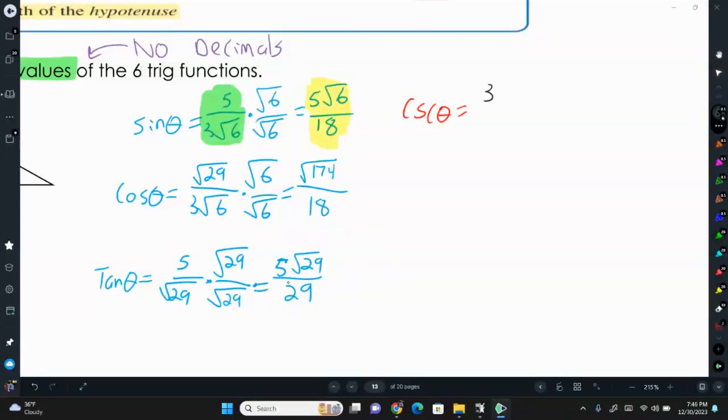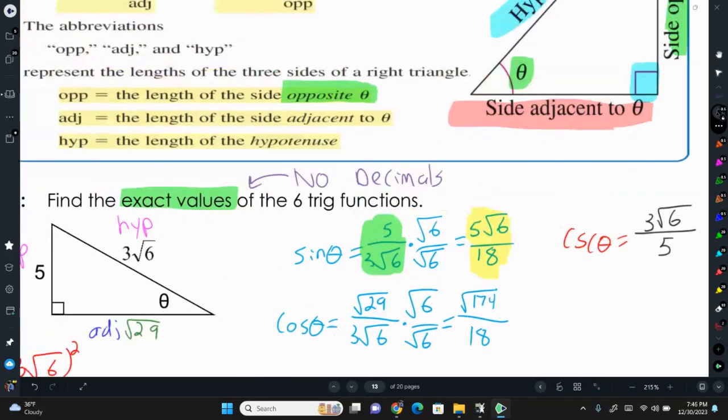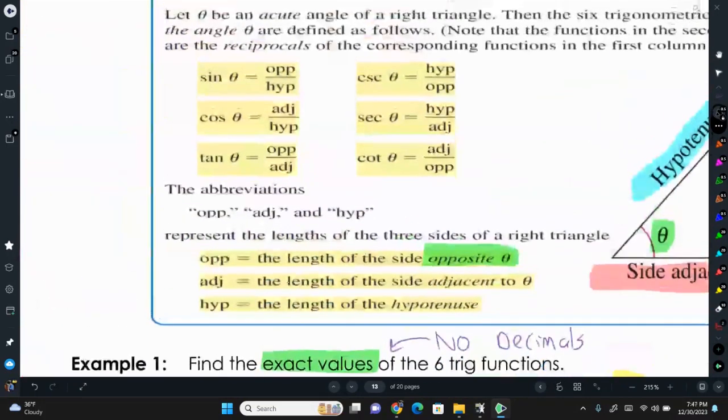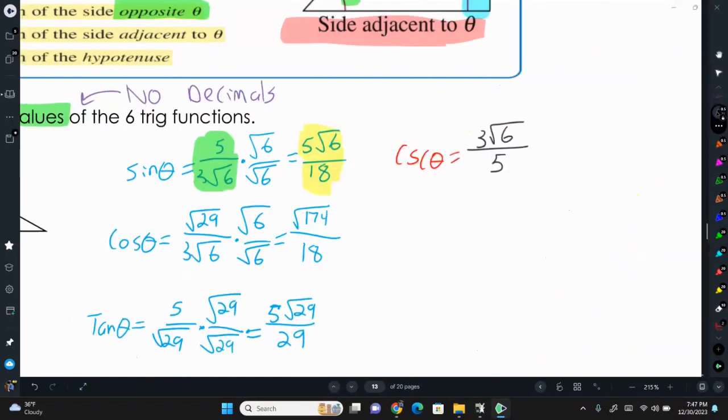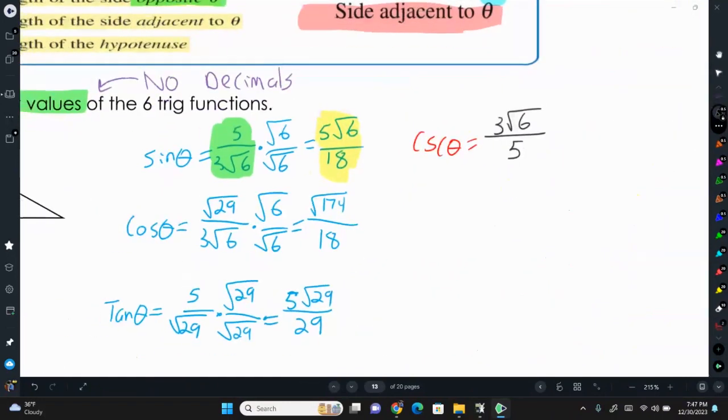So it's going to be 3 times the square root of 6 over 5. Now, another way you could have done it is using this up here. Oh, the cosecant is the hypotenuse over the opposite, and just said, oh, here's the hypotenuse, here's the opposite, and written it as that ratio. But I like to emphasize that cosecant is sine flipped, or the reciprocal of sine. So if we have that, we might as well use it.